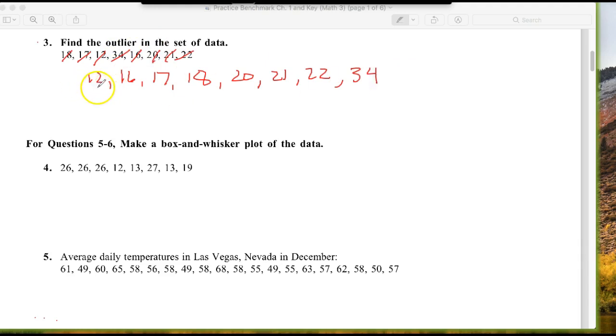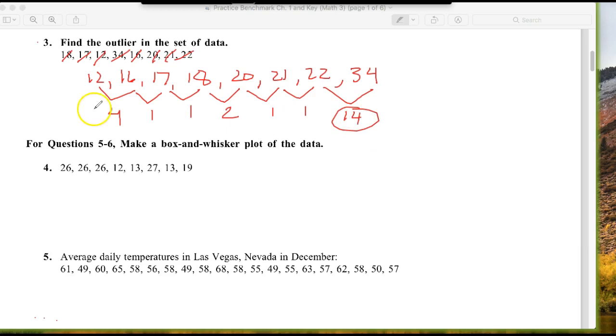See the difference between the values. From 12 to 16, the difference is 4. 16 to 17, the difference is 1. 17 to 18, 1. 18 to 20, the difference is 2. 1, 1. And then the difference here, 22 to 34, that's 12. So to me, that difference is significantly larger than the rest. So I'm going to go with 34 as the outlier.